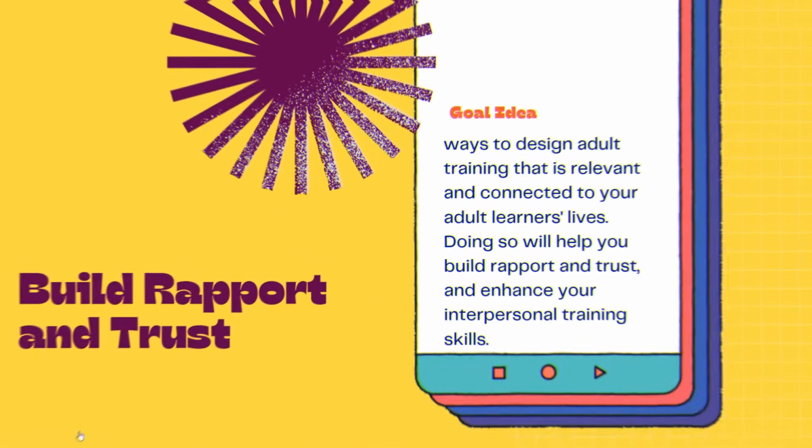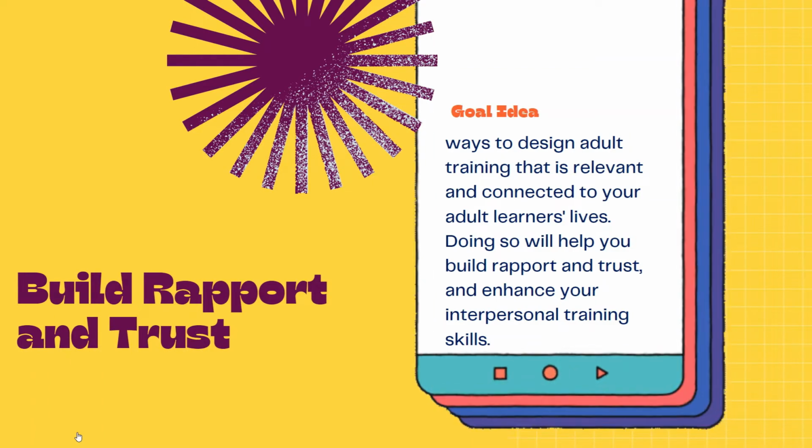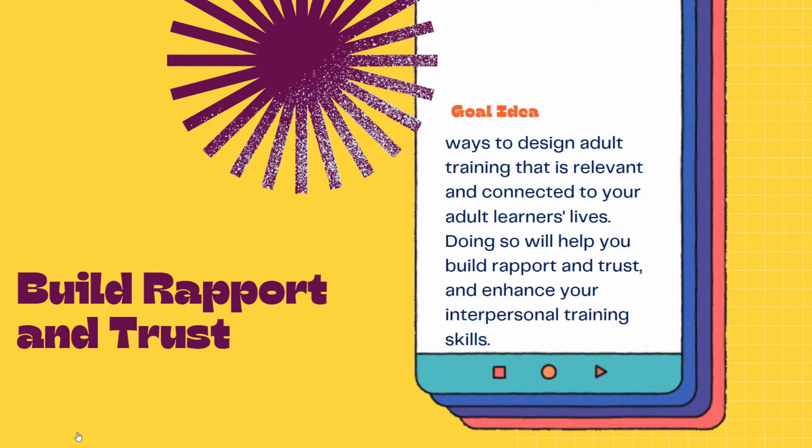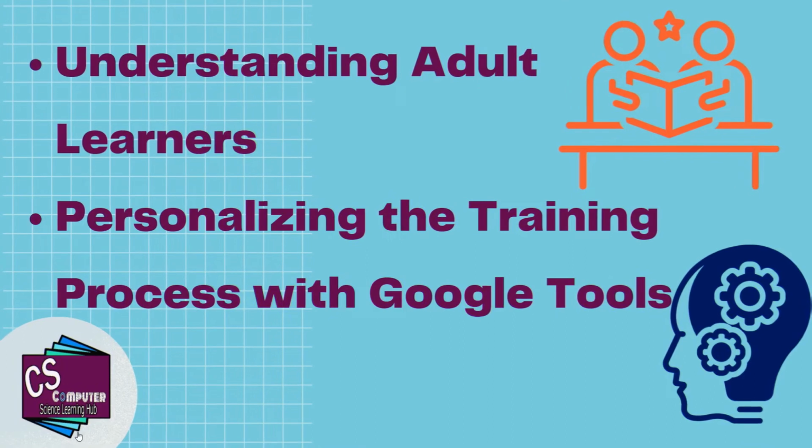Build rapport and trust. The goal of this part is to talk about ways to design adult training that is relevant and connected to your adult learners' lives. Doing so will help you build rapport and trust and enhance your interpersonal training skills. So what will help us build this rapport between you and your educators? First of all, there are two things you need to take care of: understanding adult learners and personalizing the training process with Google tools.